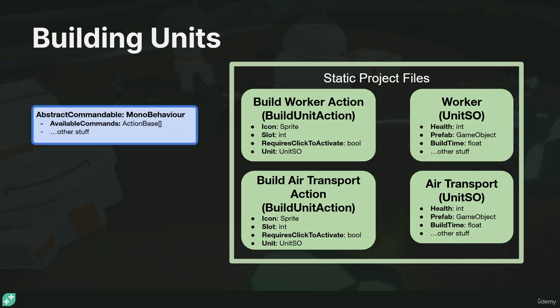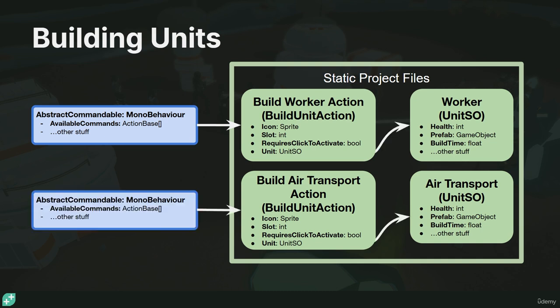Then our abstract commandable is going to have a list of available commands, right? For the command post, we'll have the build worker action assigned, and the unit SO on the build worker action will be that worker SO. Whenever we get to the airport building, that will have the build air transport action, which will also be referencing the air transport unit scriptable object. And that build unit action will know how long something should build based on that build time.